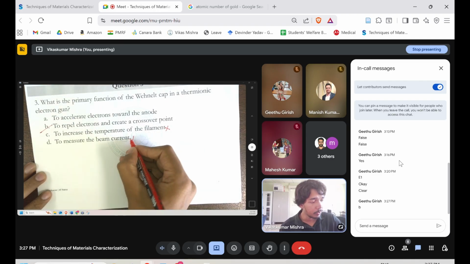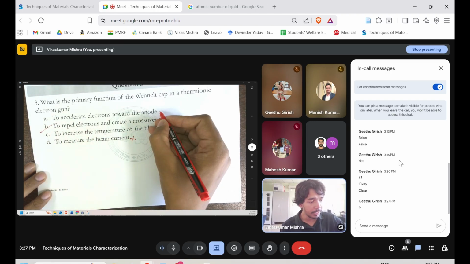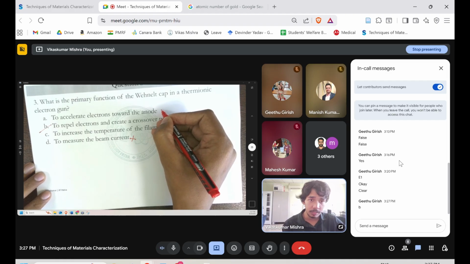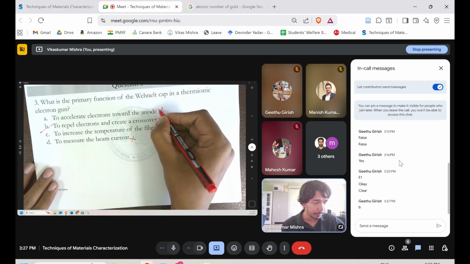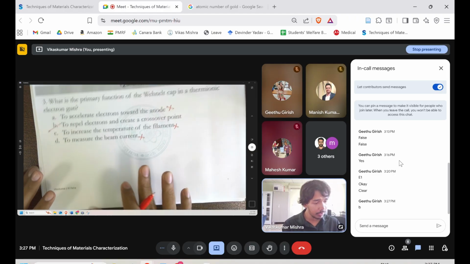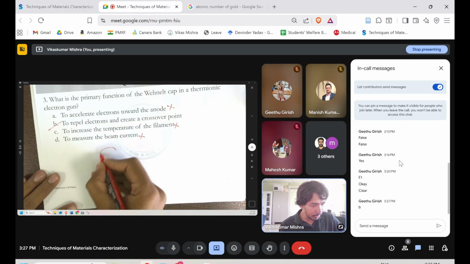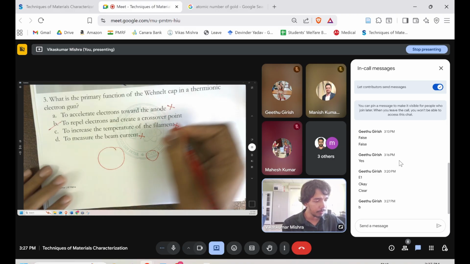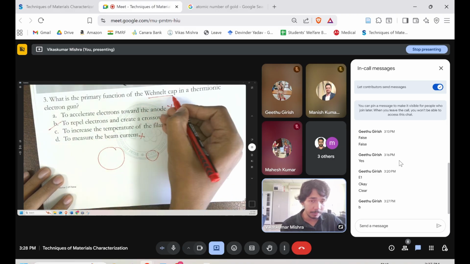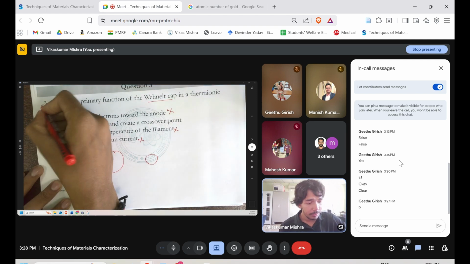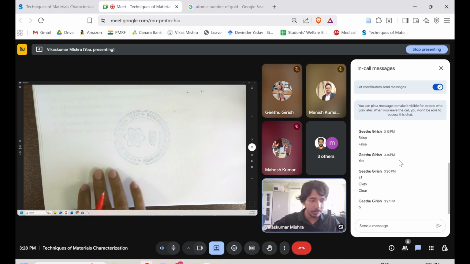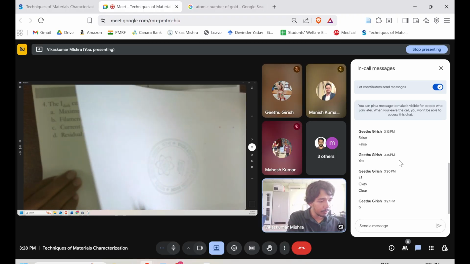To measure the beam current? No. To accelerate the electron toward the anode? That is a part of the bias which we provide across the anode and cathode. It's not the function of the Wehnelt cap. Very good, guys. So instead of this much size, we can decrease the size of the crossover by the use of this Wehnelt cap. Okay, any doubt, let me know. If not, let's move ahead to the next question, question number 4.